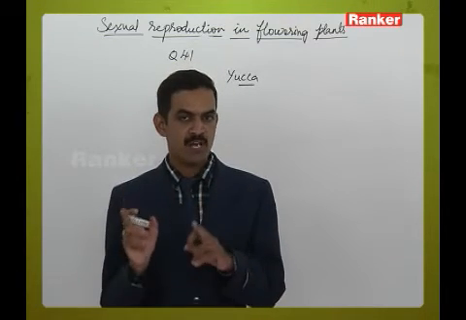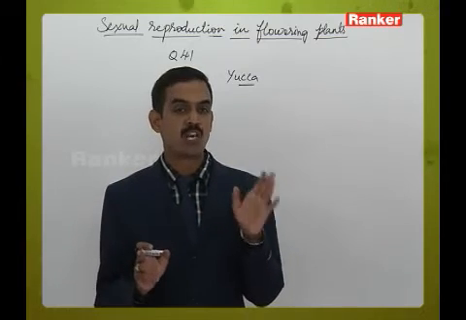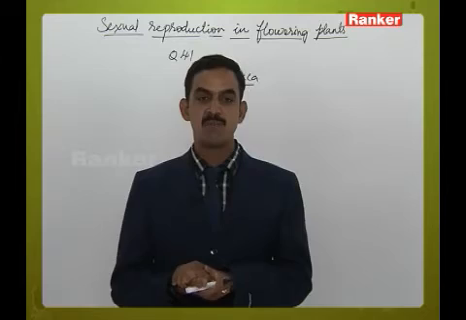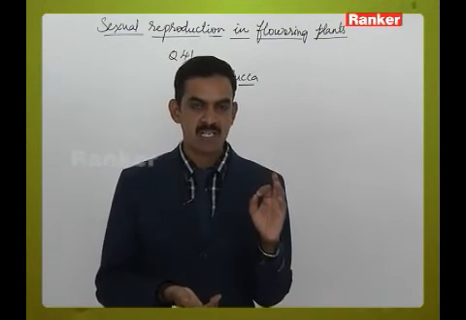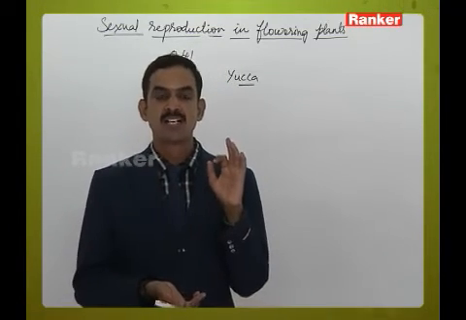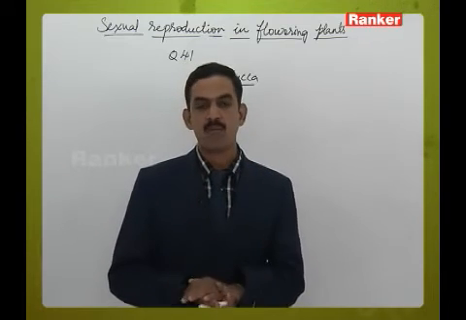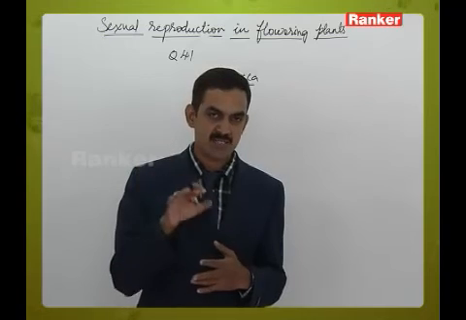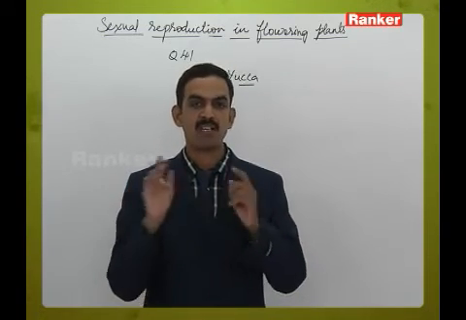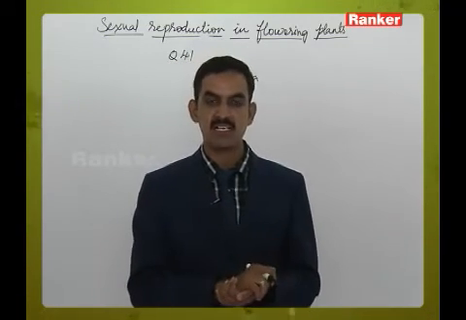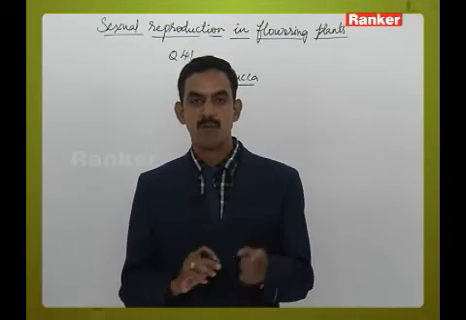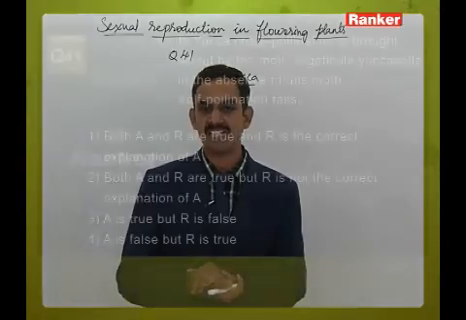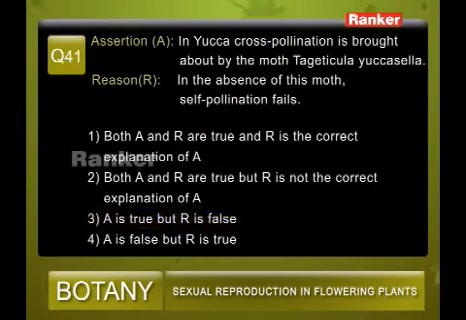That means if that moth is not available, it does not participate in cross pollination, but it will participate in self pollination process. The moth which is taking part in the pollination is Tegeticula yuccasella. So the assertion is a correct statement. But when it comes to the reason statement, in absence of that moth, cross pollination does not take place, but it will go for the next option, that is a self pollination process. But in the reason it is given that in absence of this moth, self pollination fails. So that statement is incorrect. Question number 41, the correct answer is 3.